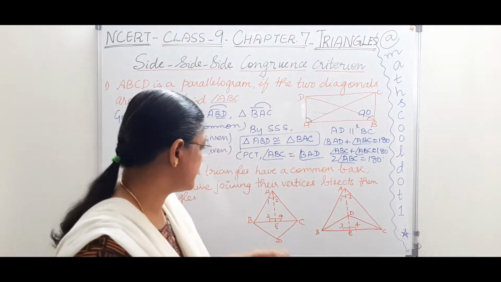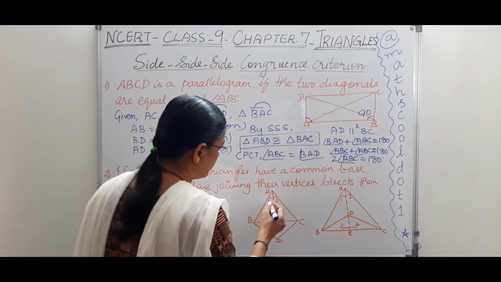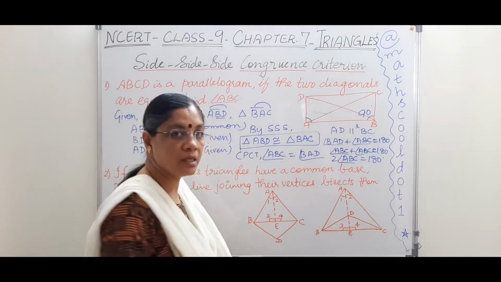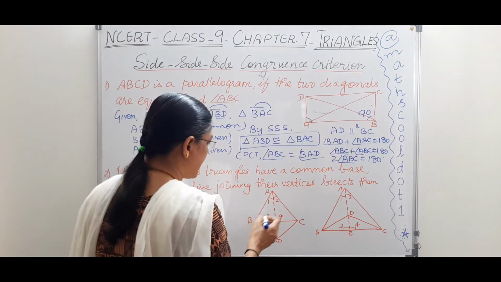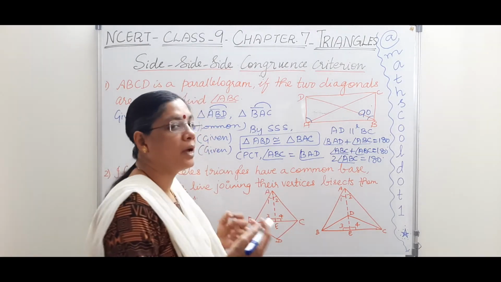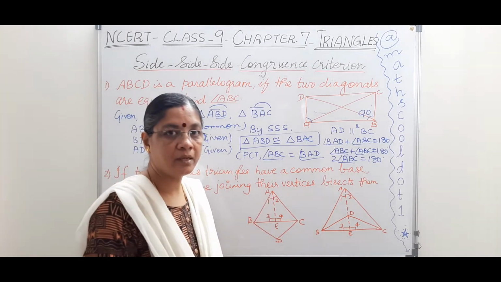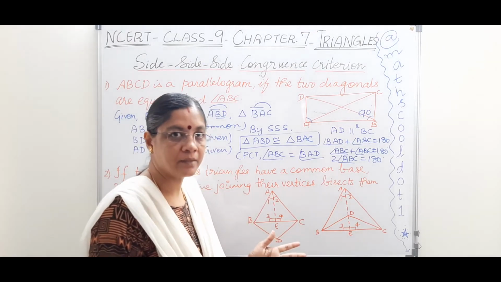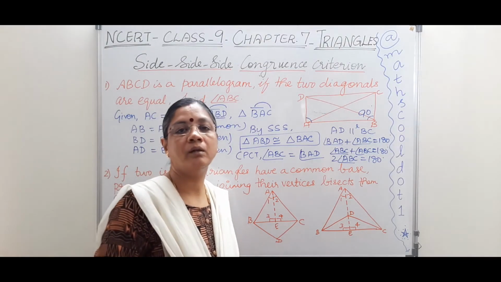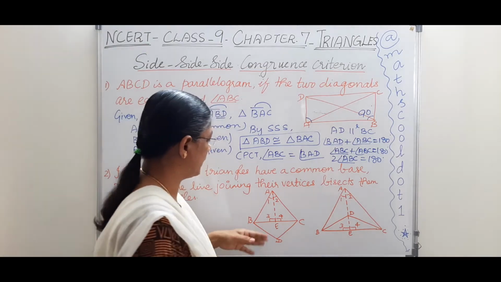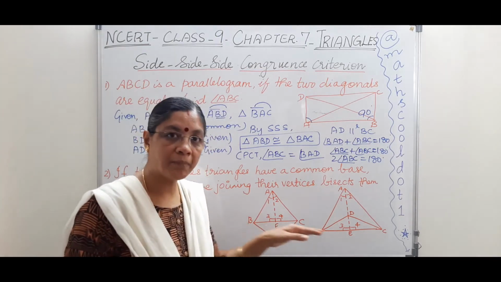So what does it mean? See, you have two isosceles triangles. Let me name them. ABC is a triangle and the other triangle is DBC. Okay. So since I am naming it as ABC, I'll name this one as DBC. So ABC and DBC are two triangles. They are isosceles triangles, so both have two sides equal. Any two sides equal. And they have a common base BC.